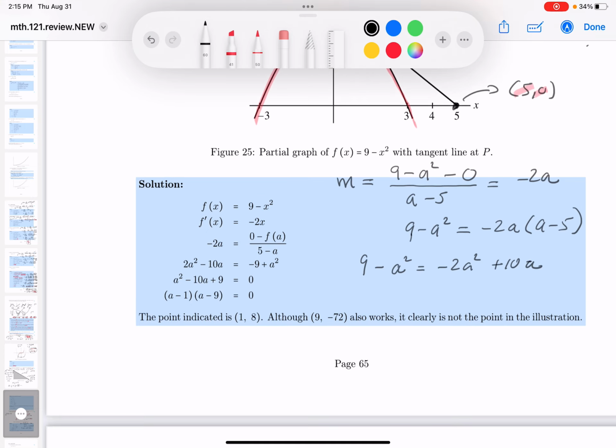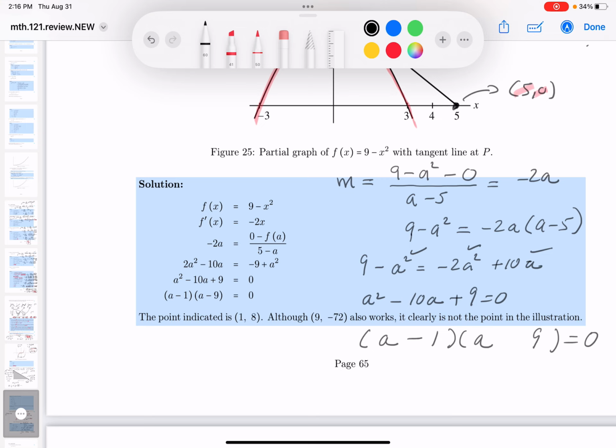Let's try to rewrite it. It's quadratic in form, right? So 2a squared. Oh, I'm sorry, not 2a squared. I'm adding 2a squared to both sides, so it'd be a squared. Sorry about that. So I added 2a squared to both sides, and I subtracted 10a from both sides. I get a squared minus 10a plus 9 equals 0. Well, I think I can factor that. What do you get? That equals 0. I'm going to say 1 and 9.